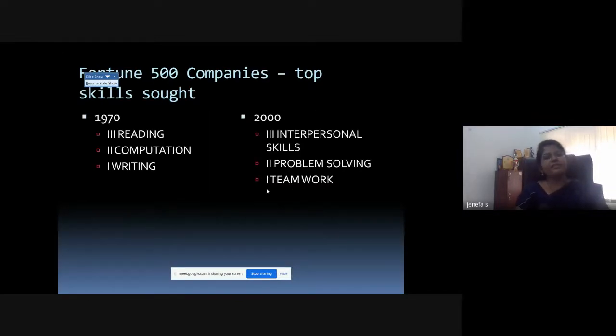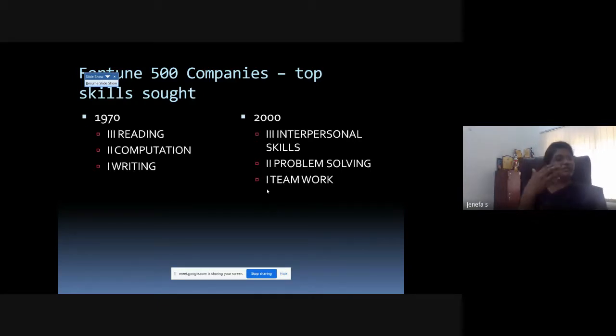Again, even the companies in the industry require this skill set, the ability to work as a team. See, these are the two comparisons, right? What are the top skills required by the top 500 companies in the United States? This was published in Fortune magazine. In the 1970s, in those days, the third was reading, right? Now we can never think of asking our students what things they read, because our students are least interested to read anything, right? They're just a visual-based generation.